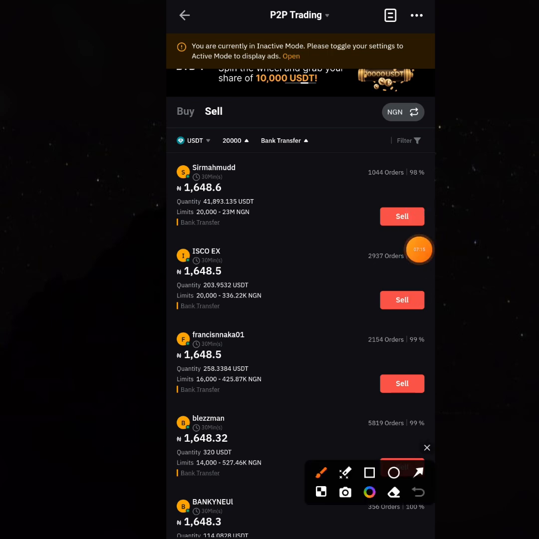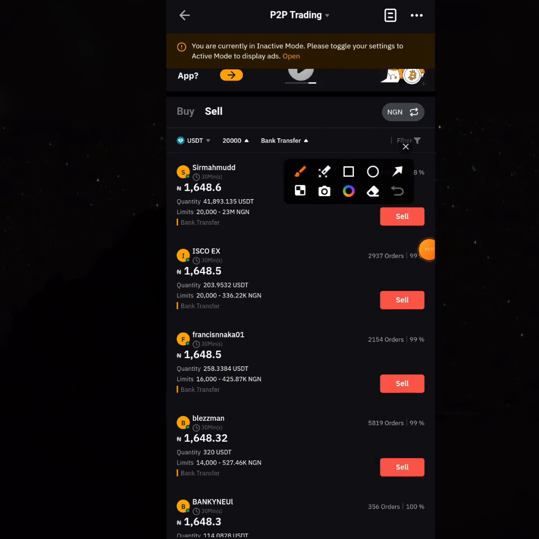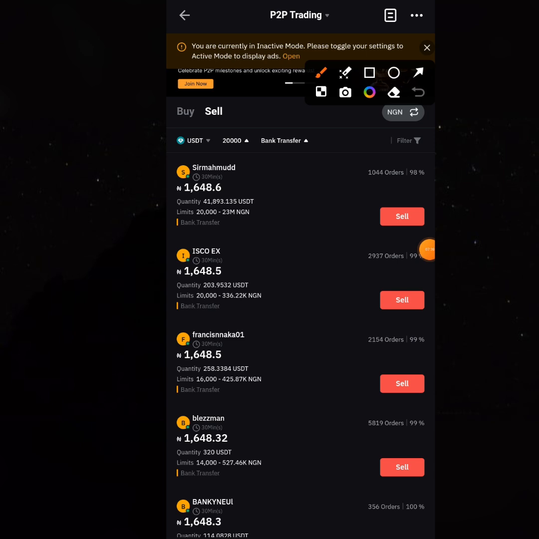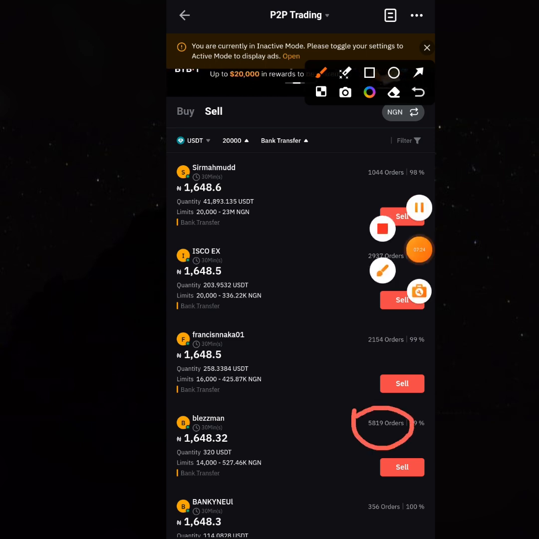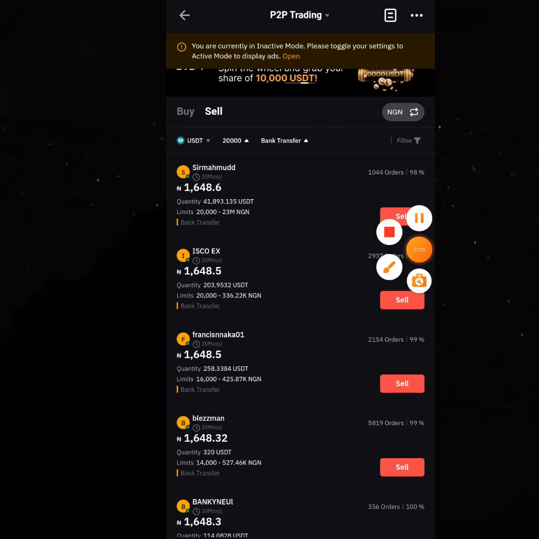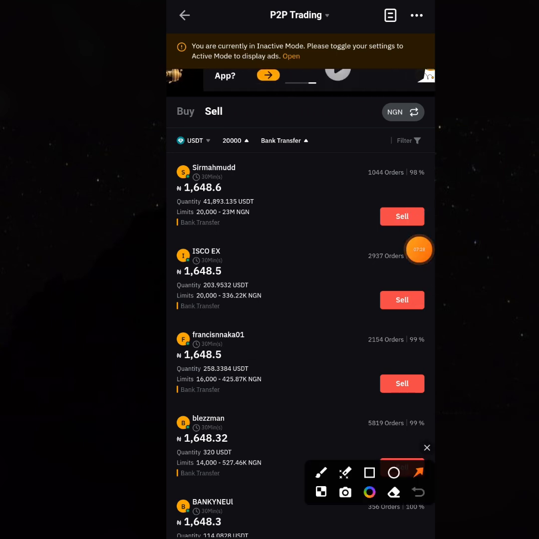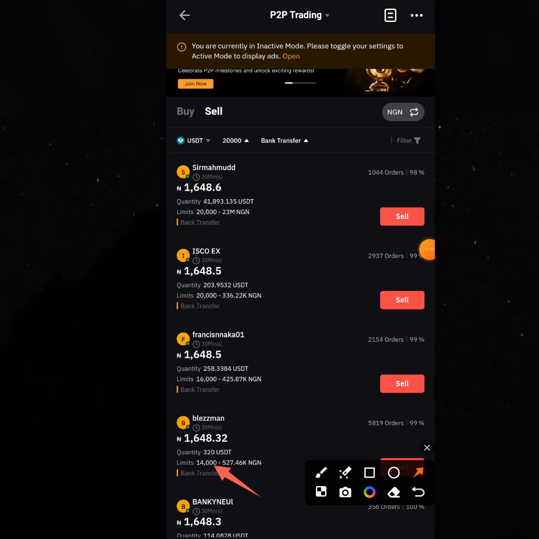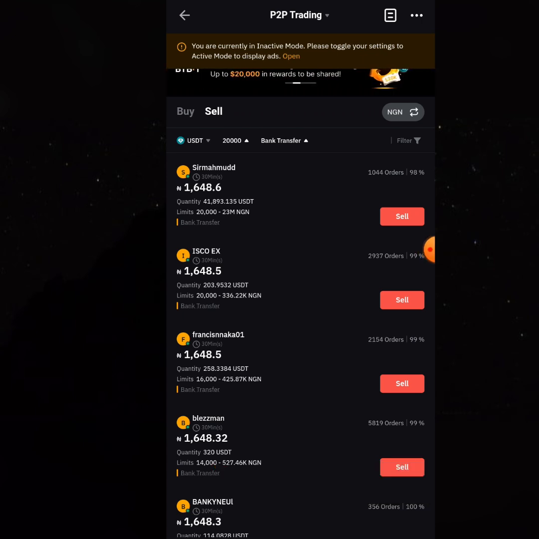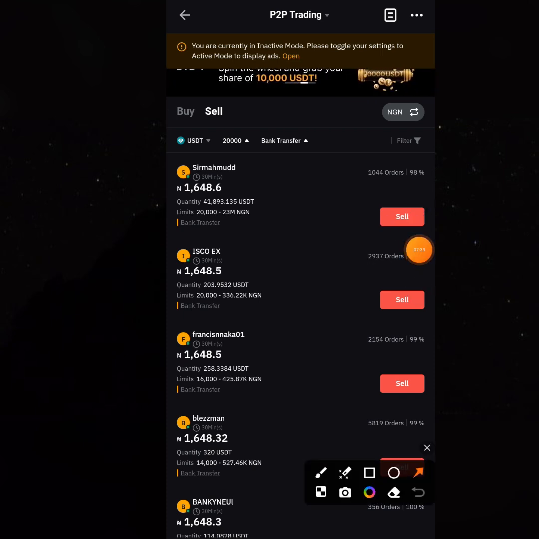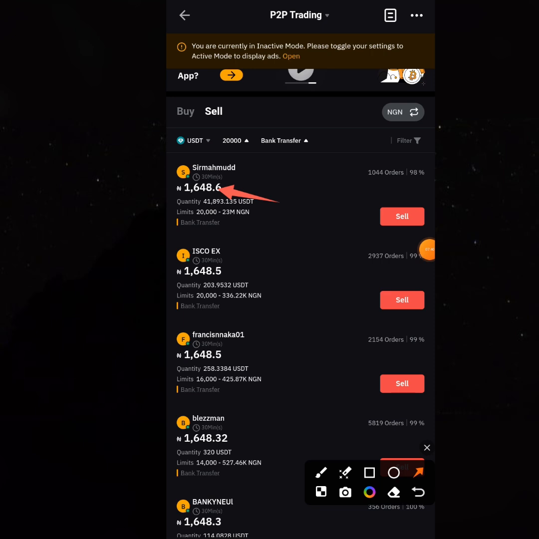Now you can see the reason why this guy has a lot of trades. If you look at the amount of orders, 5,819 orders, it is because his range is really low, 14,000, and his pricing is also good. So everybody likes to sell to the top guy because he has the best price. So in case you want to compete, please compete wisely.